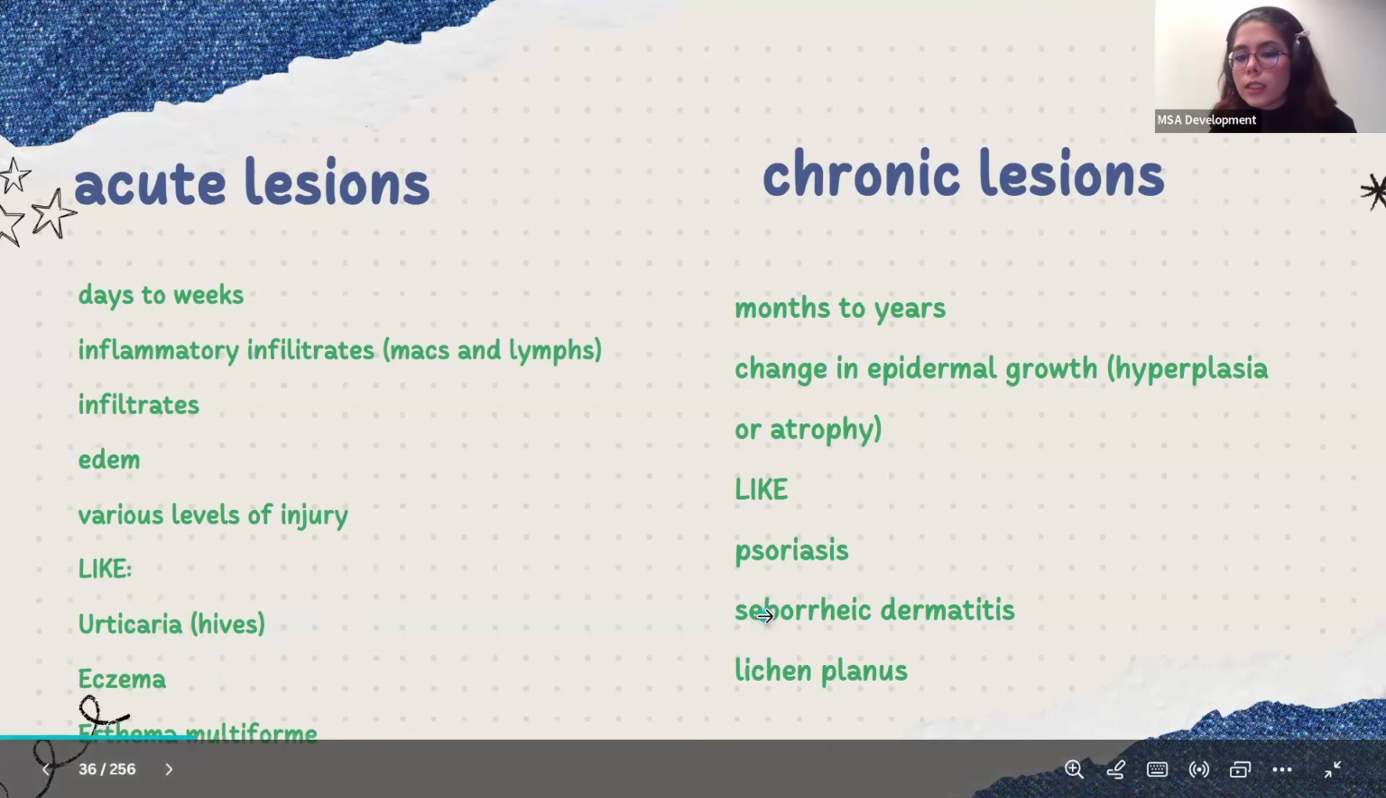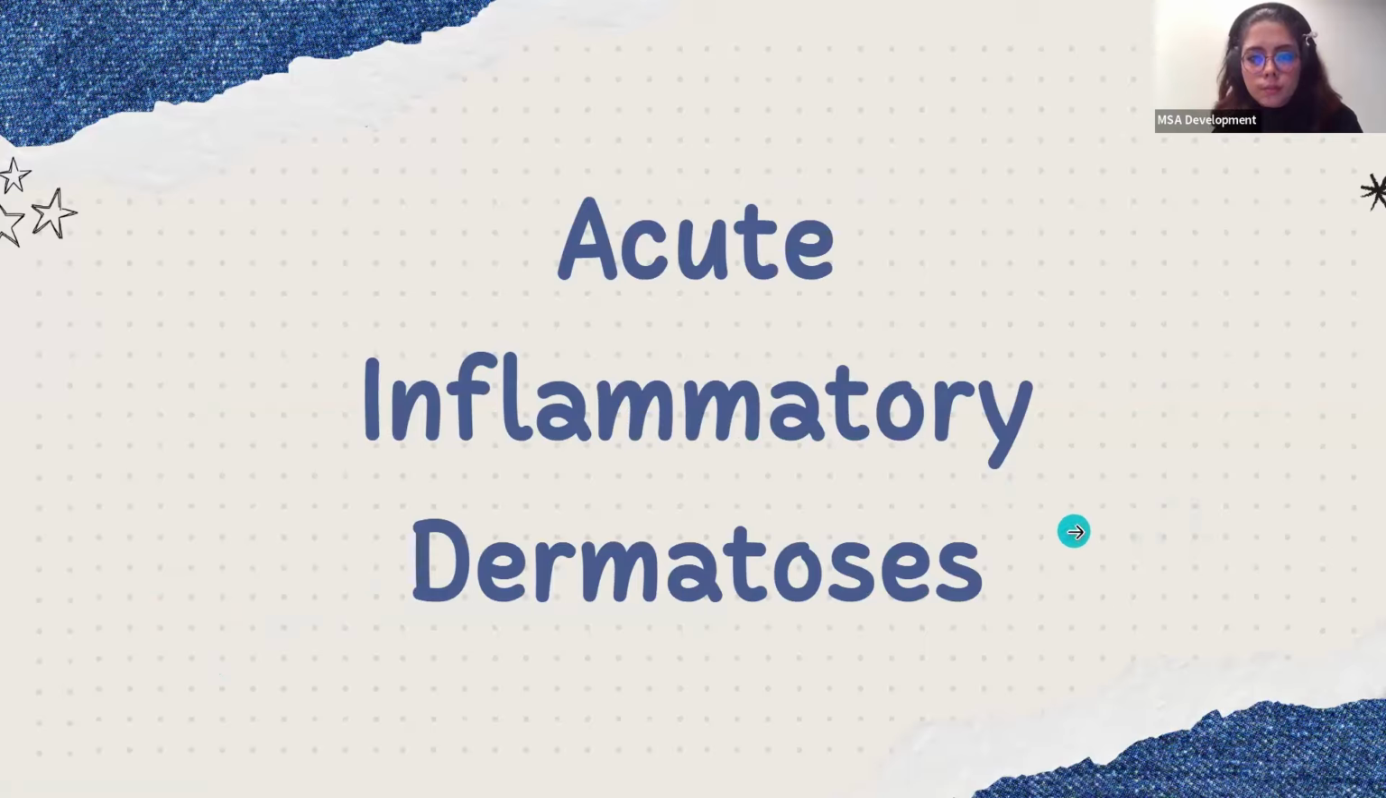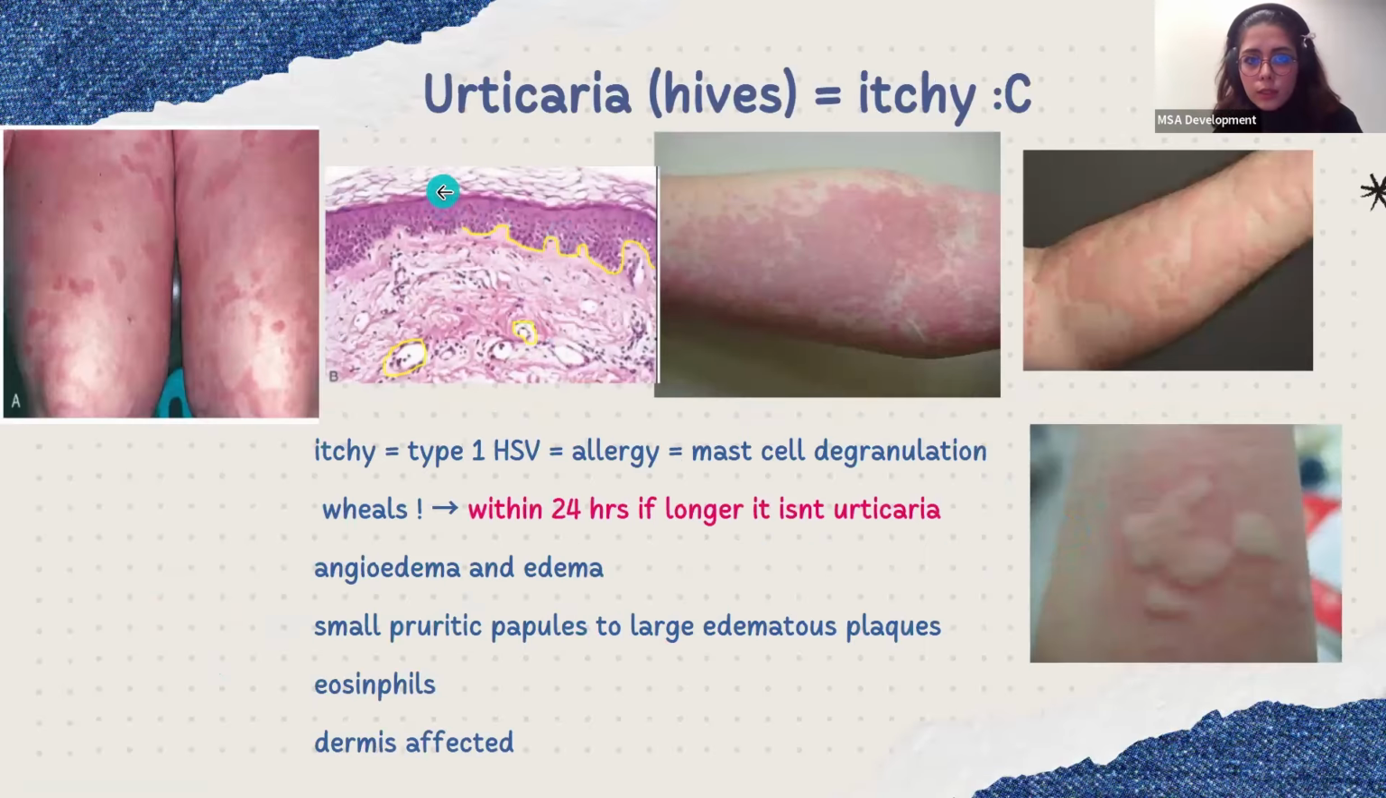And you have seborrheic dermatitis and lichen planus. Acute inflammatory dermatosis. The first one is urticaria, which is hives. One thing to keep in mind is that you get the antigen that the person is allergic to, and then you have 24 hours. It should resolve within 24 hours. If it's persistent after 24 hours, it's not urticaria anymore.